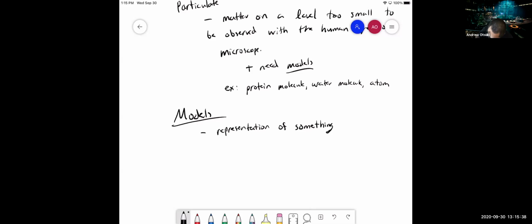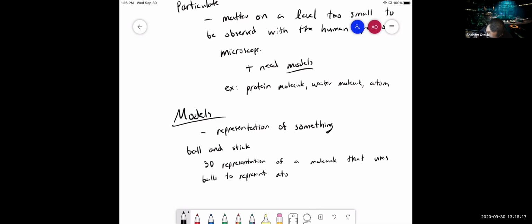So the most common ones are ball and stick. So for example, ball and stick is where I have a 3D representation of a molecule that uses balls to represent atoms, and we use sticks to represent electron pairs.